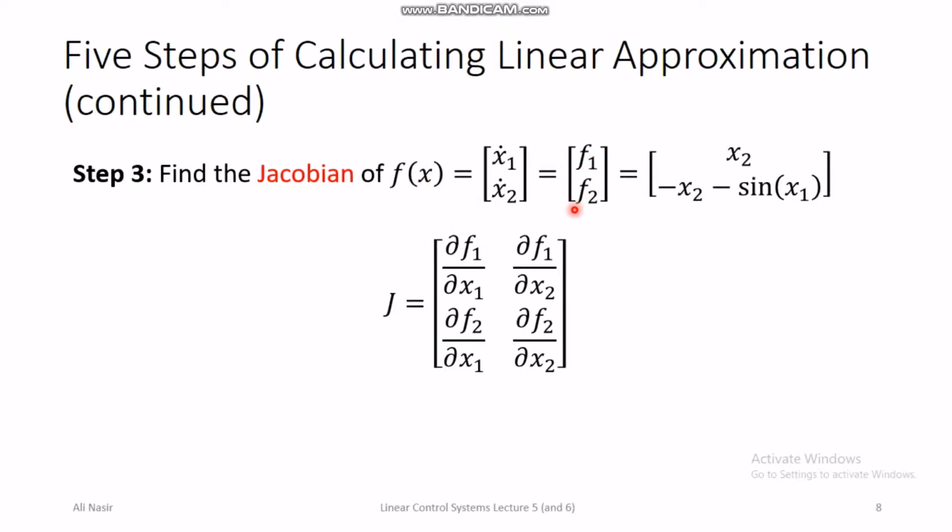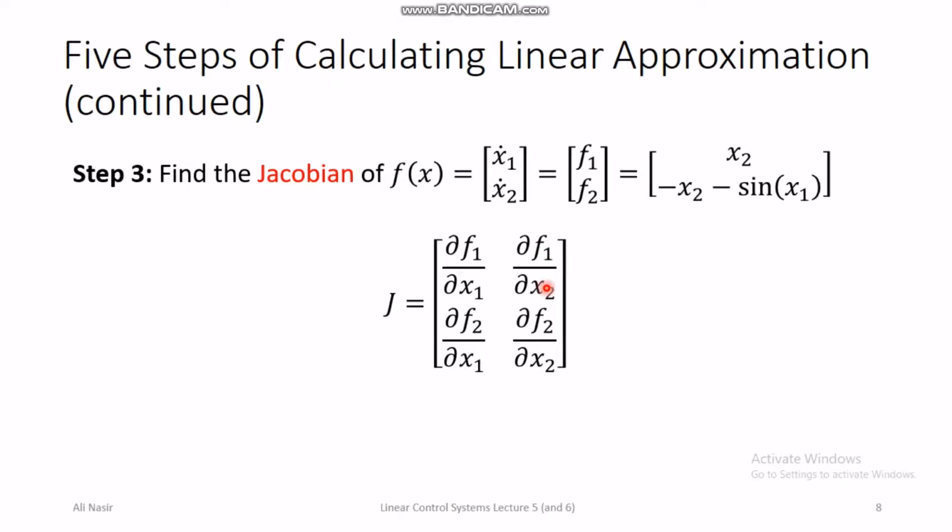So how do we calculate the derivative of a vector with respect to another vector? That is the Jacobian. Jacobian is a way of calculating the derivative of a vector with respect to another vector. So what we do is, the first row of the Jacobian is the partial derivative of f1 with respect to x1, and the partial derivative of f1 with respect to x2.